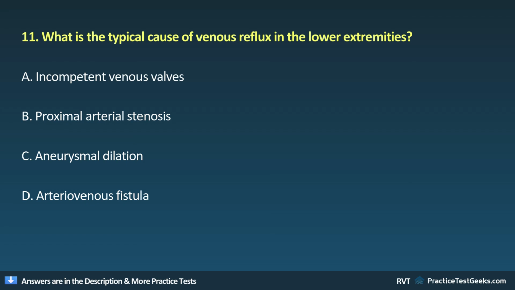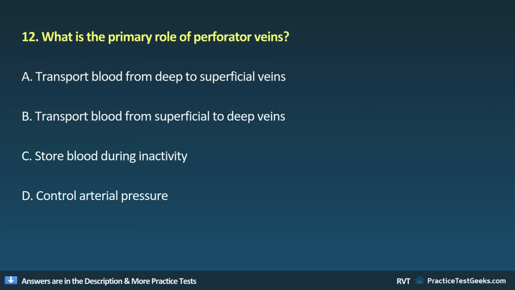11. What is the typical cause of venous reflux in the lower extremities? A. Incompetent venous valves. B. Proximal arterial stenosis. C. Aneurysmal dilation. D. Arteriovenous fistula.